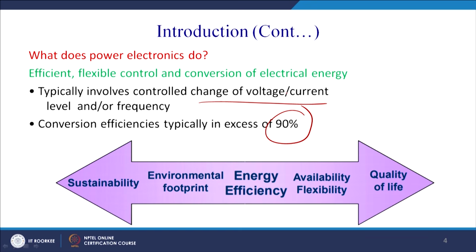With non-power-electronic, mechanical-based systems, the efficiency is quite low and operation is quite slow. For this reason, we need to consider these aspects: sustainability and environmental footprint. Pollution should be controlled, energy efficiency matters, energy saved is energy earned, and flexibility is available, so that the same machine can be operated in different modes and different zones of operation.